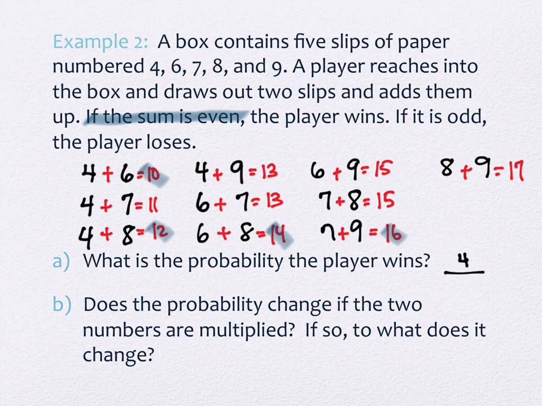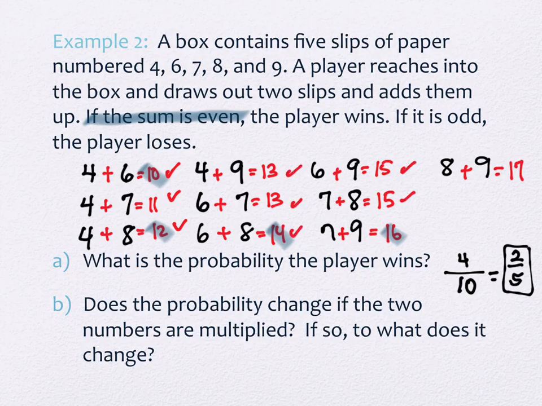How many outcomes were there total? 10, yeah. And this will reduce to what? 2 out of 5. We just counted these up. There's 1, 2, 3. 10 of them, yeah. Okay.